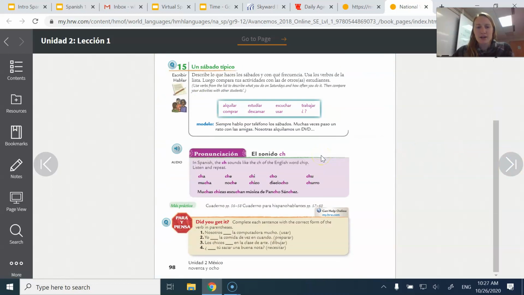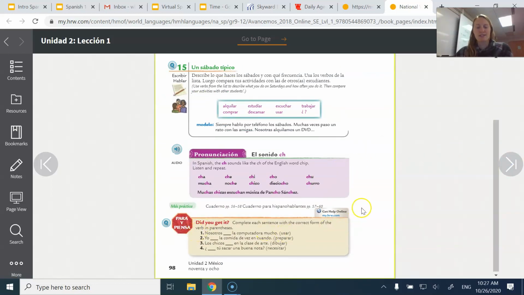Okay, I think we get that. Let's go ahead and skip to this Para empezar. It says, did you get it? Complete each sentence with the correct form of the verb in parentheses. So go ahead, pause the video, see if you can do these four, and then we'll go over the answers.